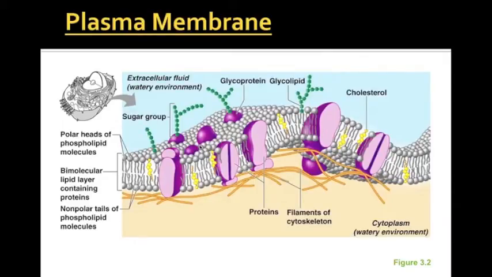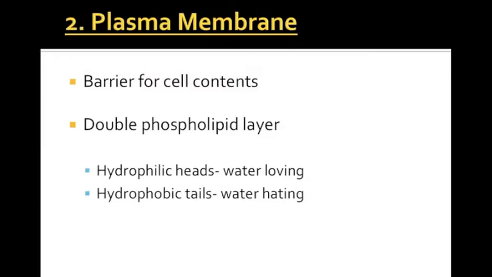Now there's going to be a whole other session where we look at how things do move in and out of the cell, but as for right now, I want you to be comfortable with the fact that the plasma membrane is made of a double phospholipid layer, which consists of hydrophobic tails and hydrophilic heads, and that they work together to keep things inside or outside of the cell.